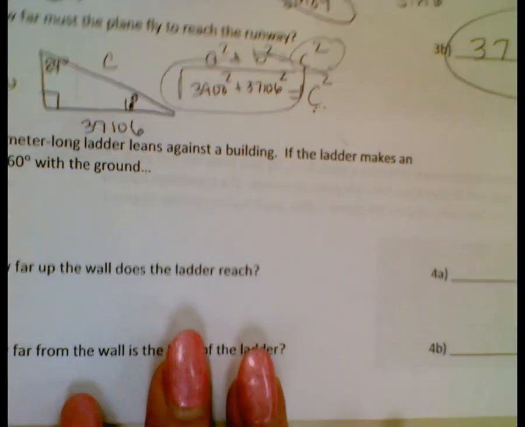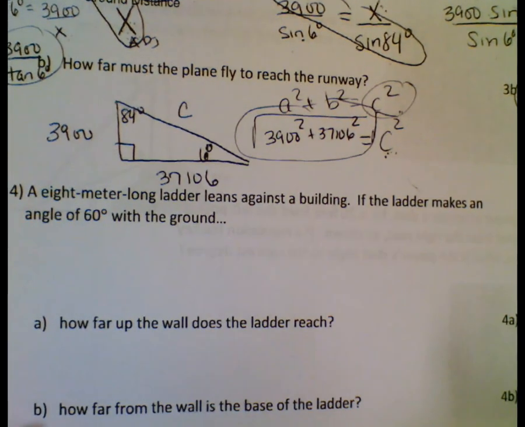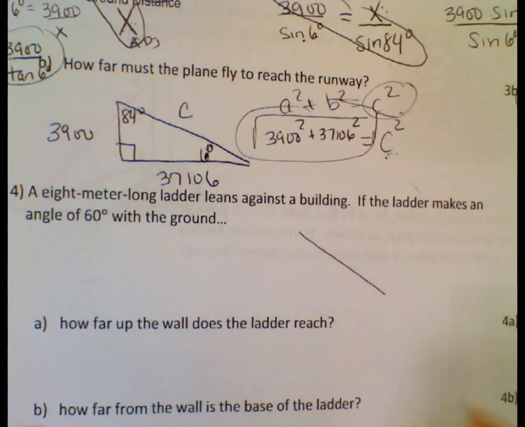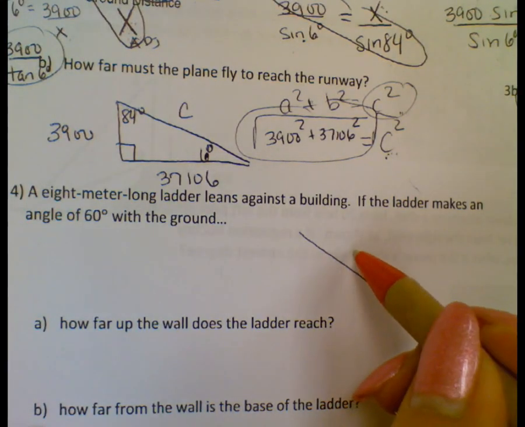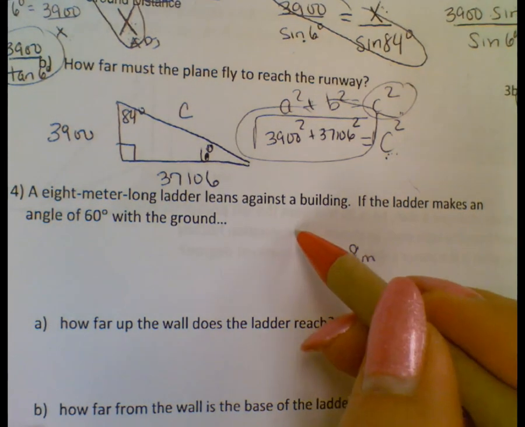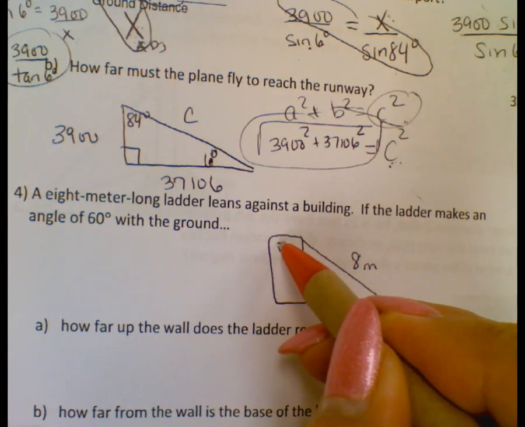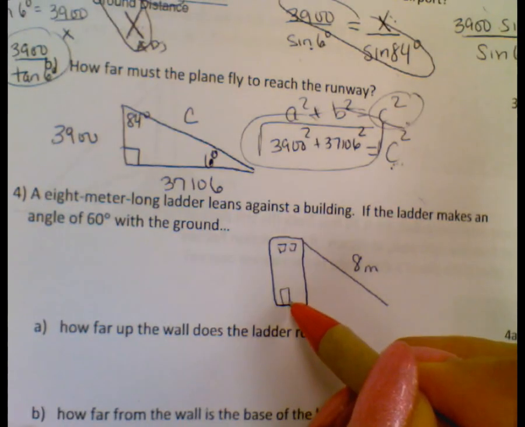Okay, so now we're on 4. Let's draw a picture. So you have an 8-meter ladder that leans against the building. So this ladder should be diagonal. So let's draw a diagonal. This ladder is 8 meters long. It's leaning against the building. This is my building. I'll even draw a building. I'll put some windows in here. A couple doors.